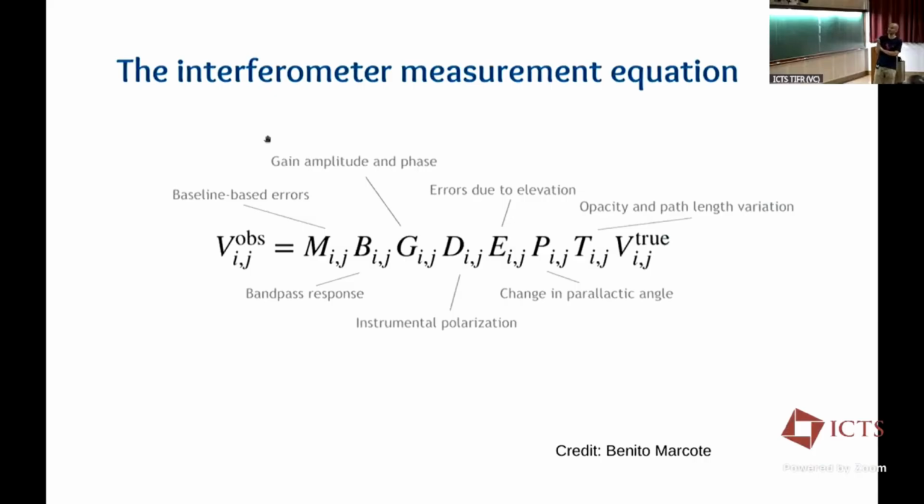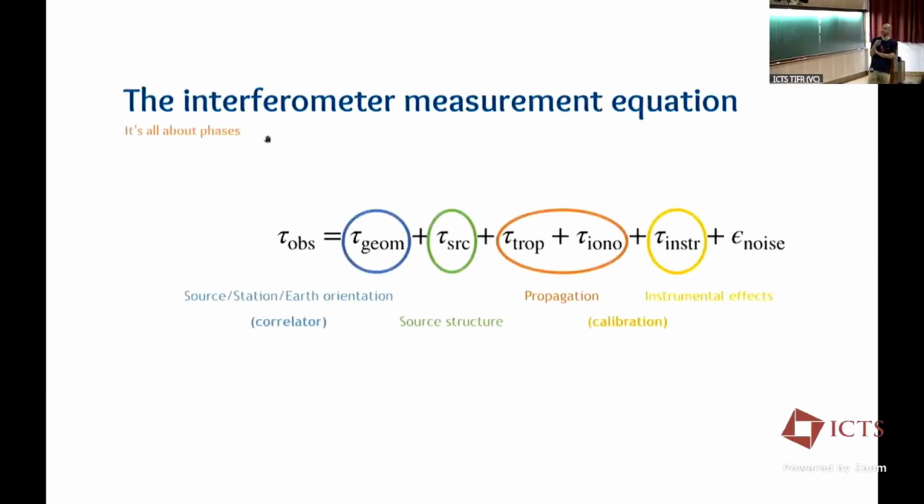We have instrumental polarization. We have elevation errors. We have all sorts of different things that go into our observed visibilities. Luckily, because what we want to get to is the true visibilities before we can actually do our inverse Fourier transform to actually image anything, we need to take care of these things. But nicely enough, we can decompose these, right?